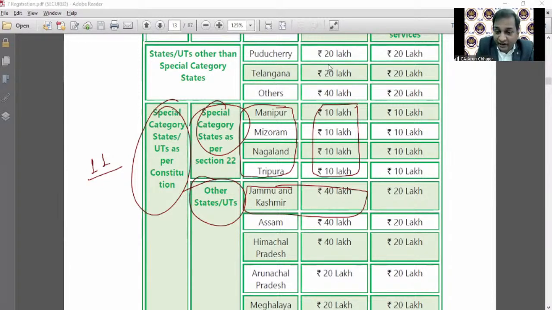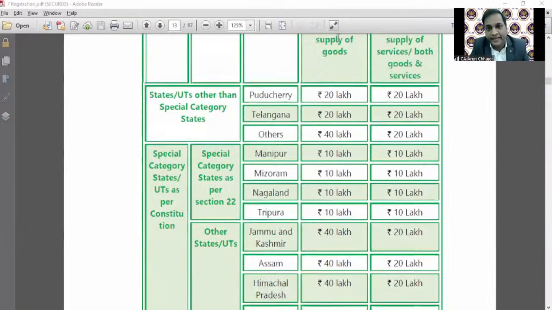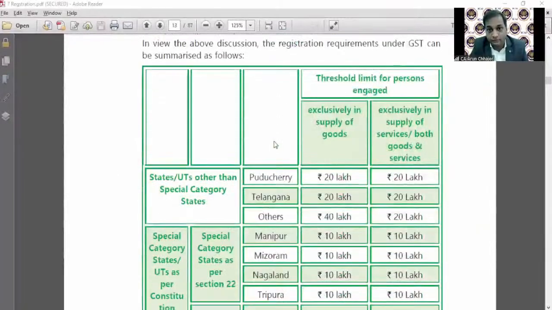You might find some different figure. Why? Let me explain, there is one notification. So normally I can say, I hope it is clear. Repeating, and then you need to confirm. If I am in other than special category state, my limit, if I am exclusively engaged in the goods, 40 lakh. If I am providing the service only or providing the goods or services, limit would be 20 lakh.